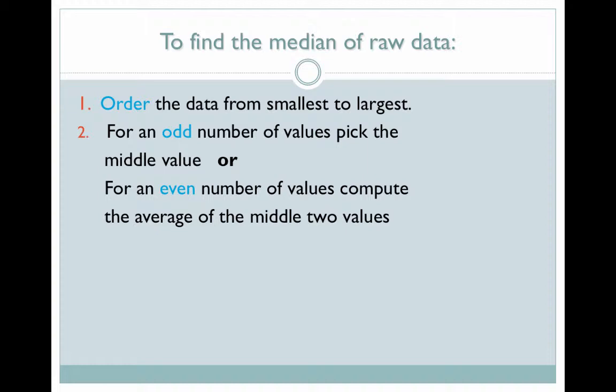But if you have an even number of values, then when you count into the middle, you're going to find that you land on 2 values. And so what you do is you just take the average of those 2 values.